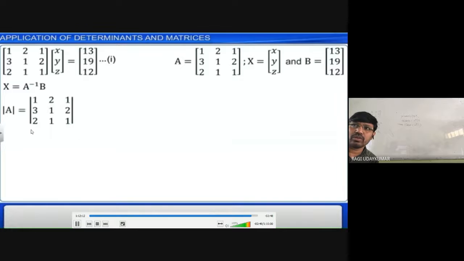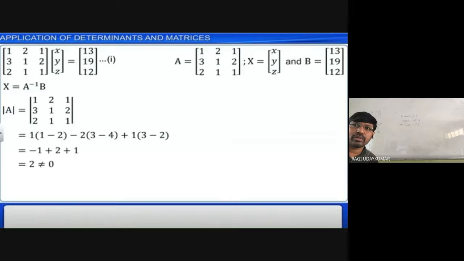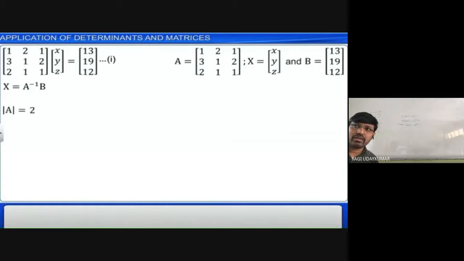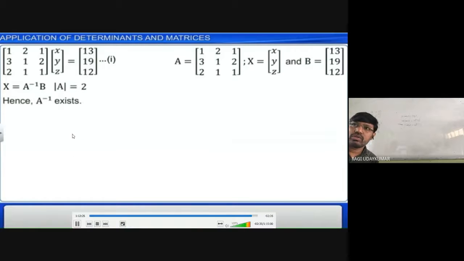The matrix is 1, 2, 1; 3, 1, 2; 2, 1, 1. When you find the determinant, you are going to get 2, which is not equal to 0. Therefore, it is consistent, a non-singular matrix. Inverse exists, since determinant of A is not equal to 0. So hence A inverse exists. And the adjoint of the A matrix you need to find out, because to find A inverse, adjoint of A is compulsory.